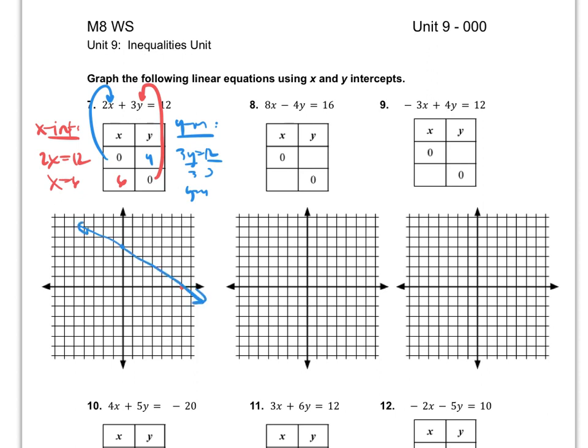If I were to do the next one, same thing. If I were to replace y with 0, my mini equation would be 8x equals 16. Divide both sides by 8, x would equal 2. So I would get 2, 0.